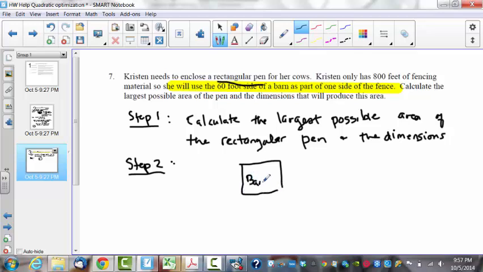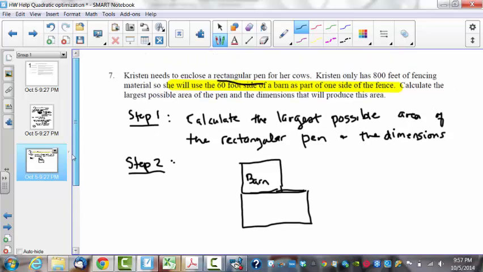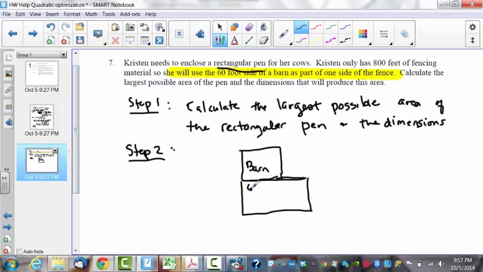Here's my barn. So one side of the fence is going to use part of the barn, but then we're going to have the rest of the pen here. So the barn is 60 feet from one end to the other. And we have the width here, and we have the length. But in this case, what are we going to write down for this part of the pen here? So I'll give you a couple seconds to submit that answer.